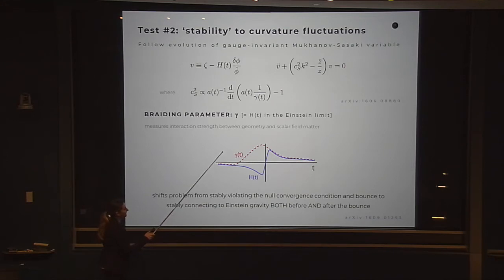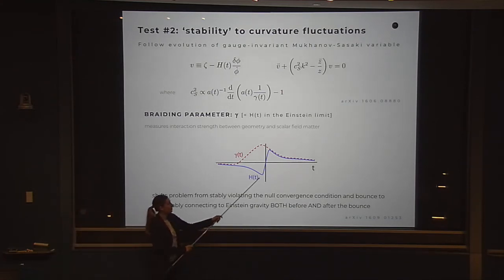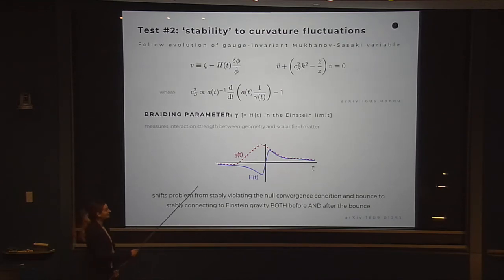And you have to ask, well, what's happening here? Now, why is this a problem? This is a problem where this parameter gamma crosses zero. Does it have to do it? Obviously, it has to, because if you want to be Einstein before and after the bounce, gamma has to asymptote to H after and before the bounce. So what you really have to do is not just cross the bounce in H, but you have to bounce, in some sense, in gamma. And that means gamma will have a zero crossing. And what happens there, look at this equation. 1 over 0 is not good news. So that doesn't look good for a second.